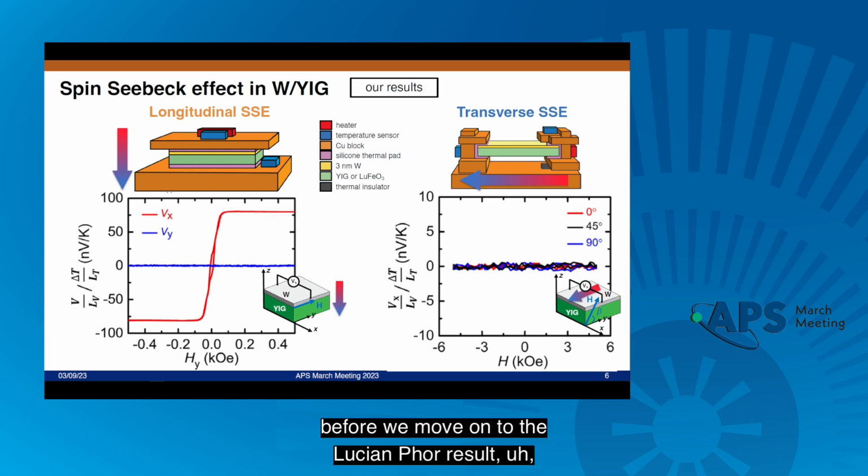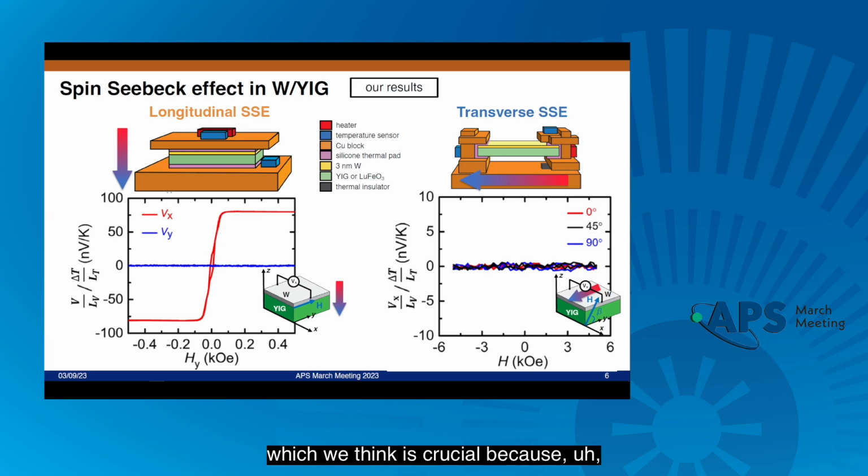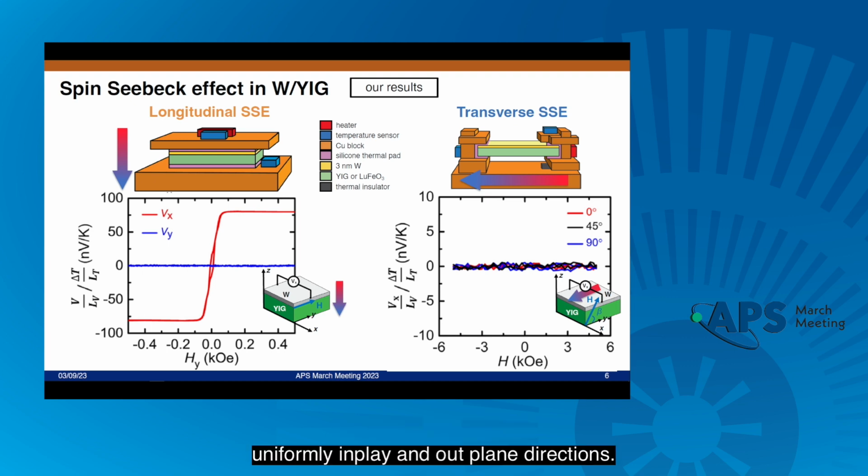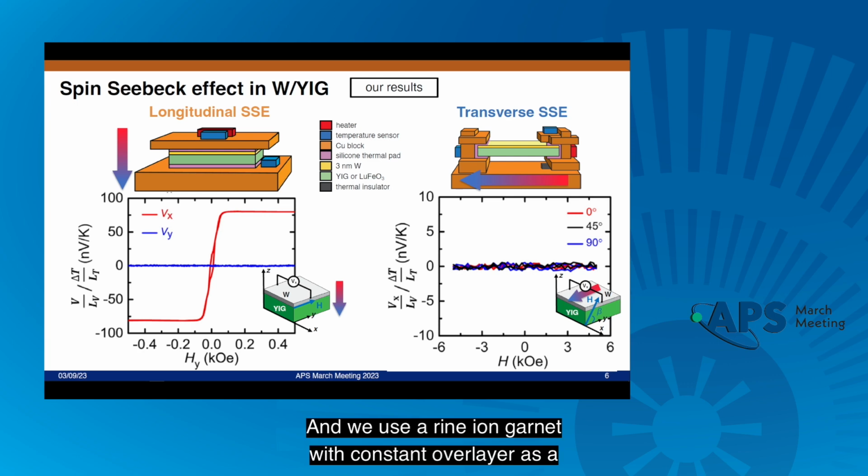Okay, before we move on to the lutetium ferrite result, we wanted to show you our measurement configurations, which we think is crucial because this allows us to apply a temperature gradient uniformly in the in-plane and out-of-plane directions. And we use yttrium iron garnet with a tungsten overlayer as a benchmark material to do the measurement with this setup and compare it with previous studies.